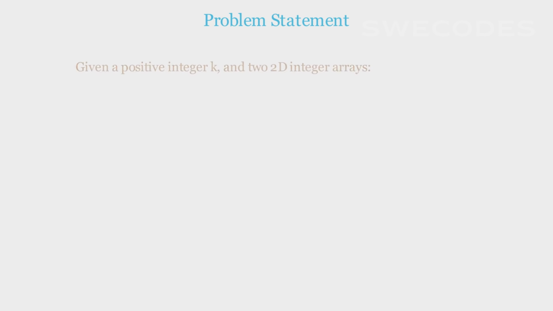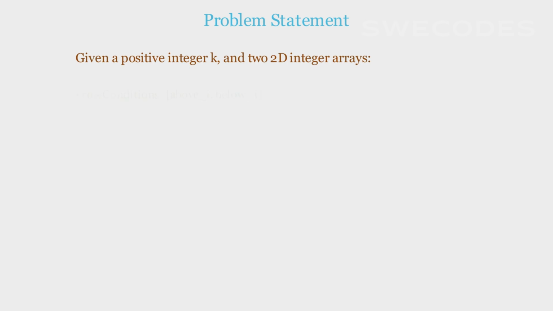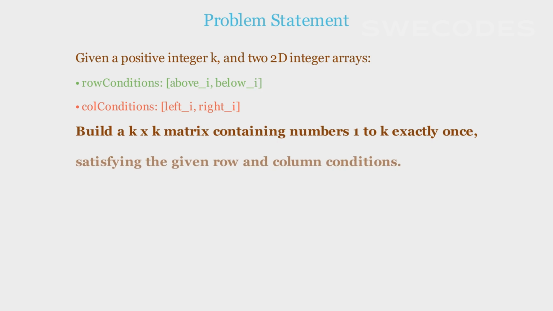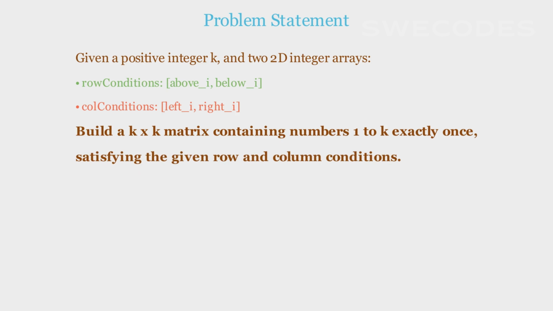We're given a positive integer k and two 2D integer arrays, row conditions and col conditions. Our task? To build a k by k matrix containing the numbers 1 to k exactly once, while satisfying all the given row and column conditions. Sounds tricky, right? Don't worry, we'll break it down step by step.